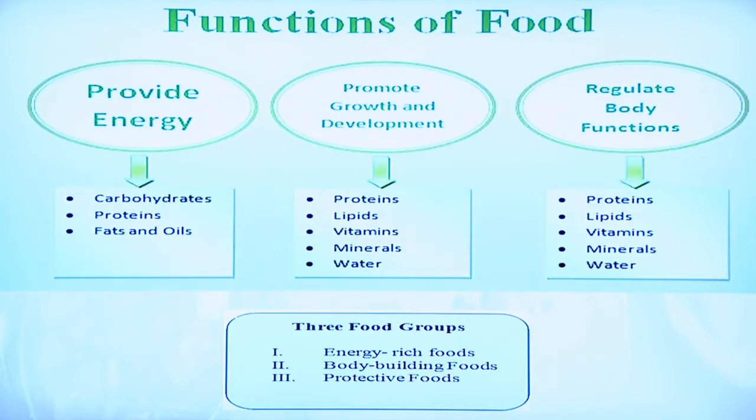The popular one is the 3 food groups, which is easy to learn: energy rich foods, body building foods and protective foods. We can also say the foods which provide energy are carbohydrates, protein and fats or oils. Body building foods are necessary for growth and development. Protein, lipids, vitamins, minerals and water are included in the body building foods. Protective food means it is necessary for fighting diseases or regulating the functions, and which can be obtained by eating foods rich in proteins, lipids, vitamins, minerals and water.